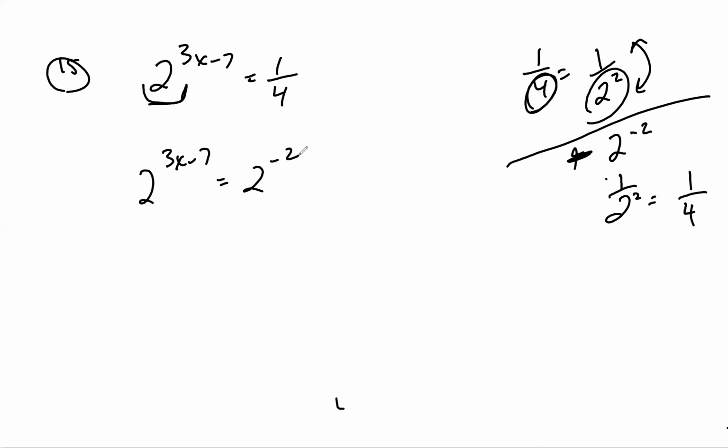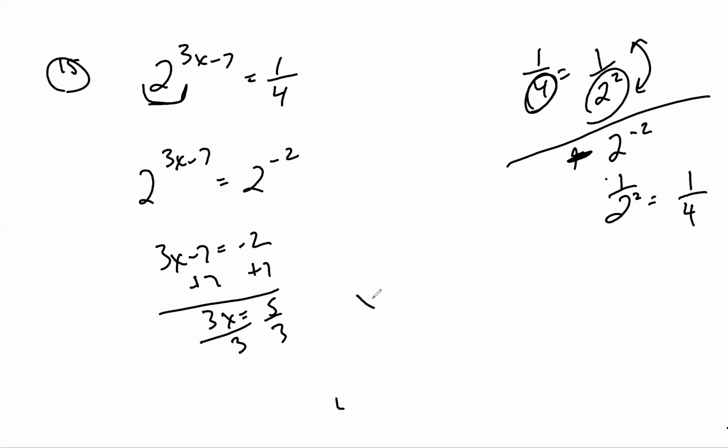And so now my bases are the same, and I get to say that 3x minus 7 equals negative 2. And then I just solve like normal. And so I'm going to get 3x equals 5. And I'll divide both sides by 3, and I will get x equals 5/3. And now I'm done. All right, I want to do one more with fractions just to make sure that you have a pretty good understanding.